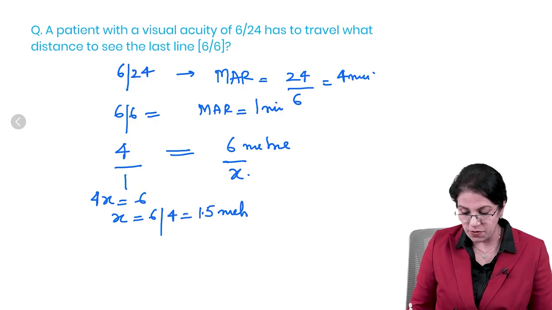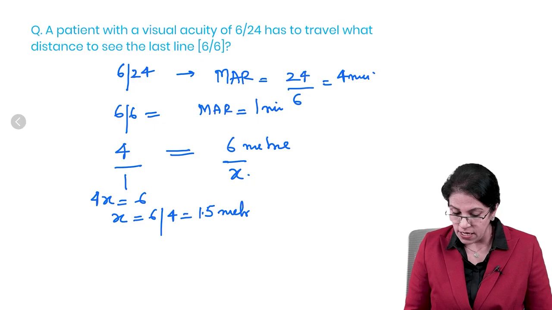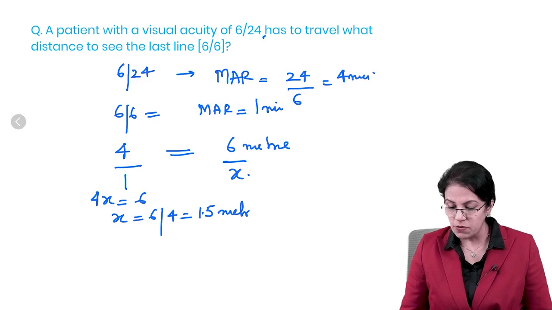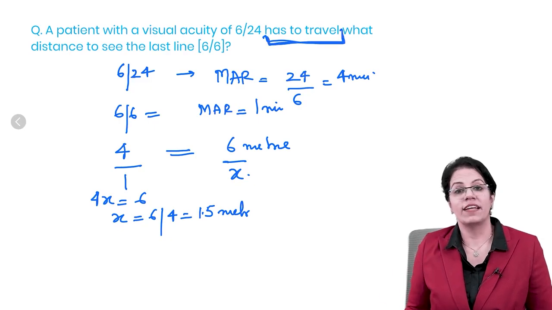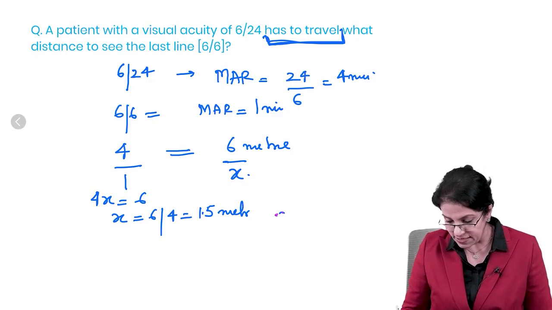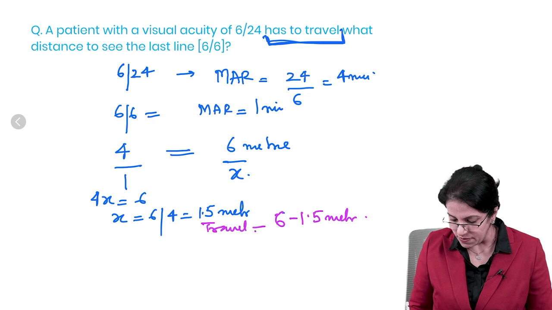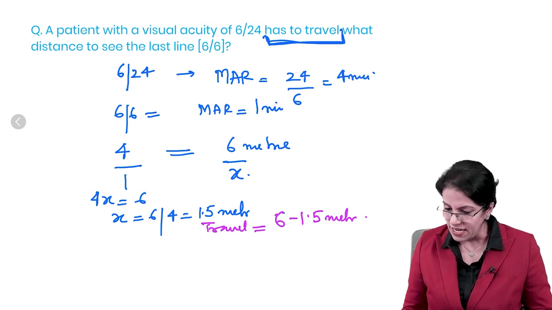At 1.5 meter, he should be sitting. But they haven't asked you this question. The question is, how much distance does he have to travel? Be alert. He was sitting when? Where? At what distance? 6 meters. So how much he has to travel is 6 minus 1.5 meters. Okay, so the distance to travel will be 6 minus 1.5. So this will become your answer.